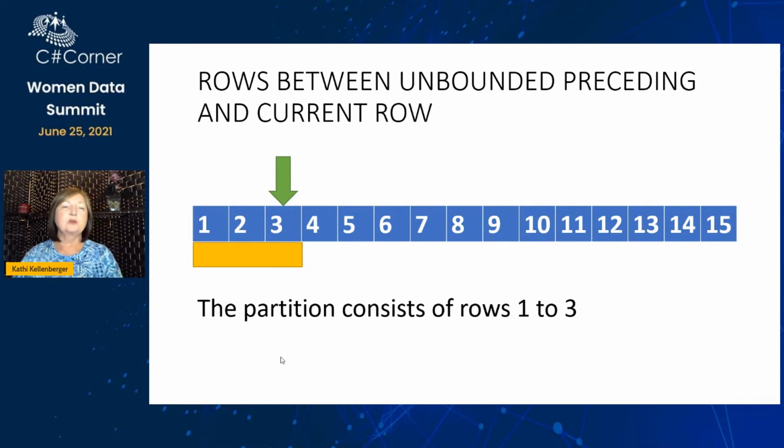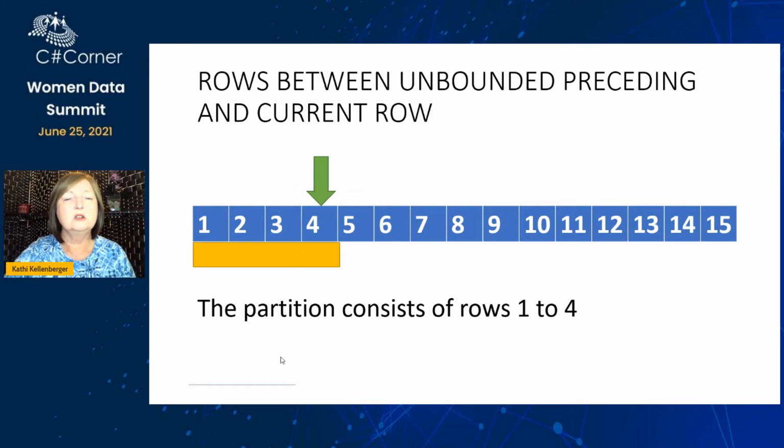When I move to row 3, now the rows I'm working on are rows 1 to 3. So you can see that as I go, it just keeps getting bigger. The number of rows I'm working with is getting larger, and every row has its own set to work on. There's rows 1 to 4, and so on.